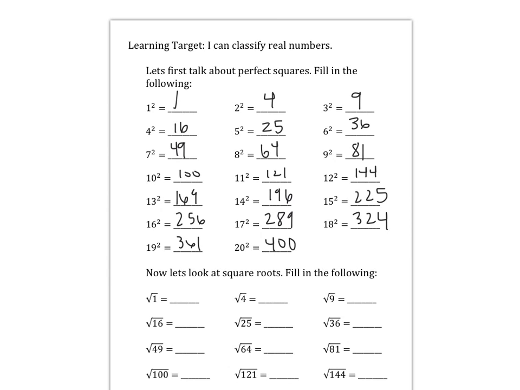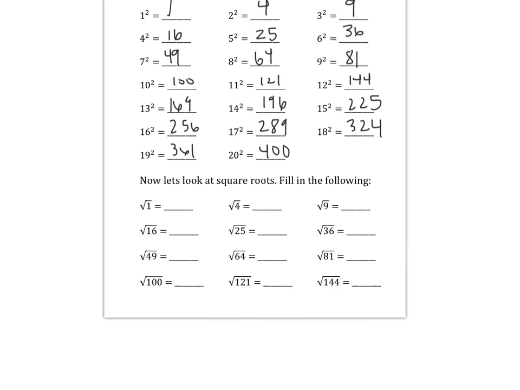Now, let's look at square roots. So let's think about the opposite. When I take the square root of something, what's that answer? Well, the square root of 1 is 1. Square root of 4 is 2. Square root of 9 is 3. Square root of 16 is 4. Square root of 25 is 5. Square root of 36 is 6. Square root of 49 is 7. Square root of 64 is 8. Square root of 81 is 9. Square root of 100 is 10. Square root of 121 is 11. And square root of 144 is 12.